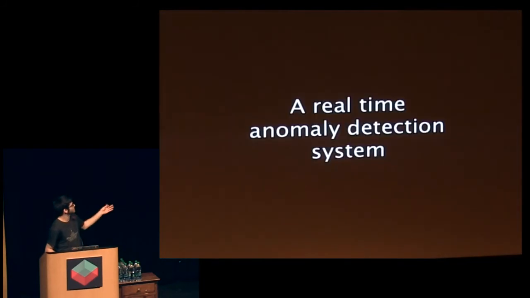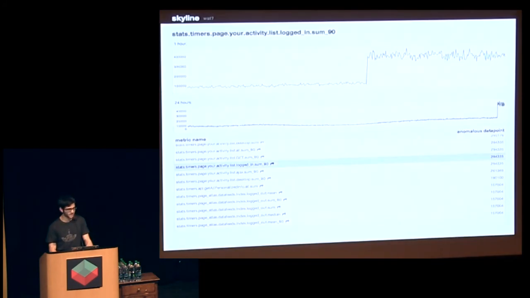So Skyline is a real-time anomaly detection system. I'm not going to get into the gory details of it, although I'd love to after. So you can definitely feel free to talk to me about how it works. But the basic gist is that it takes all your metrics, all 250,000 of them, and it analyzes them for anomalies in real time. And then it will surface them.